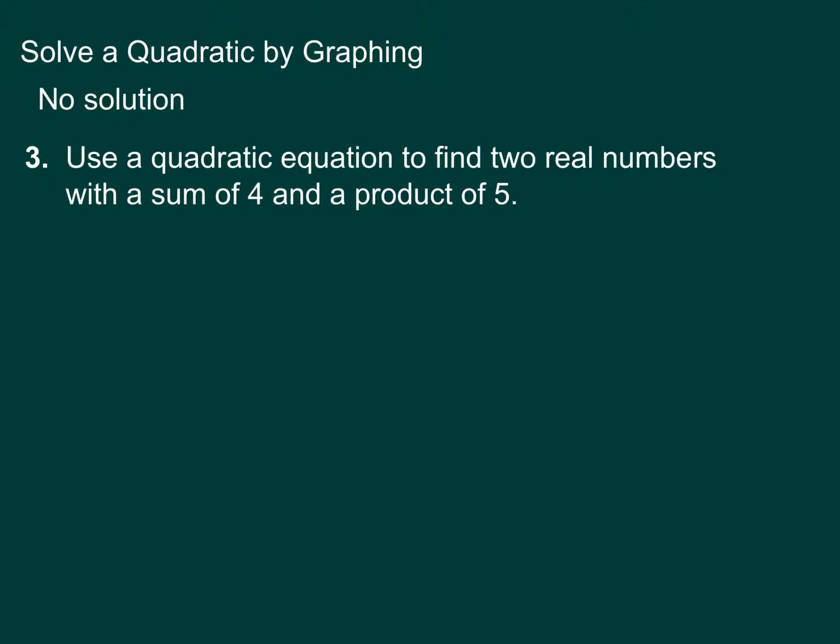Okay, for number 3, it says use a quadratic equation to find two real numbers with a sum of 4 and a product of 5. So this one you actually have to create the quadratic equation. It sounds super confusing, but if we define our variable, it's not.